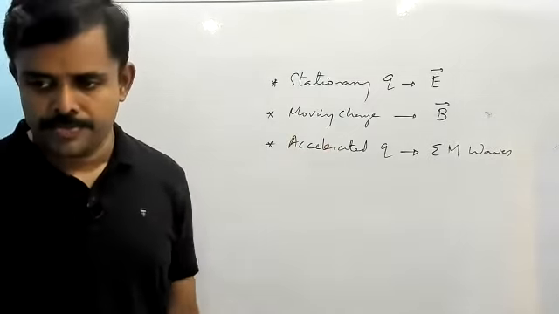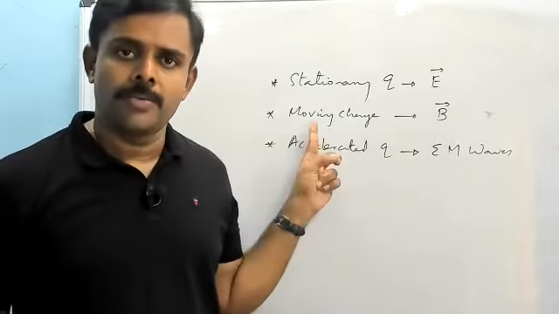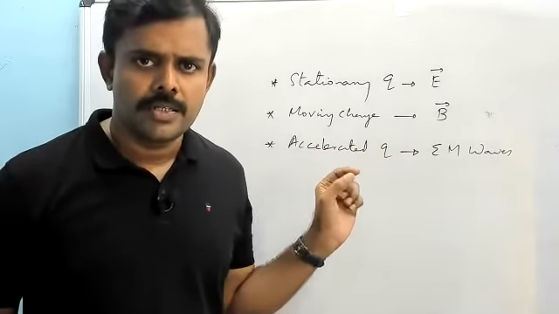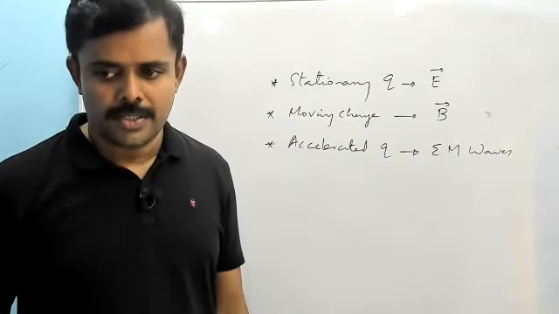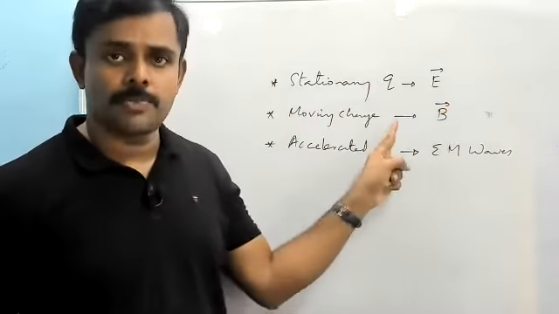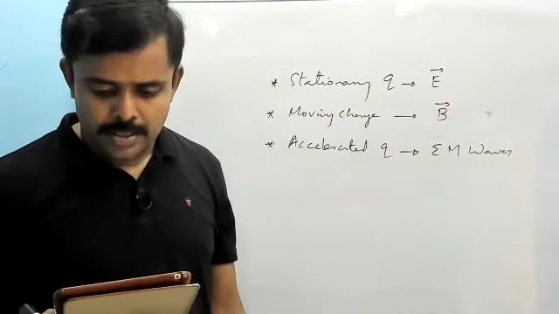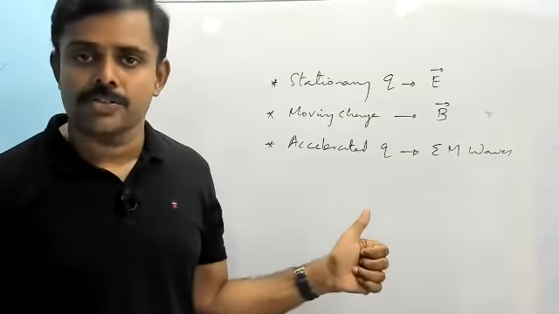This is very, very important. Stationary charge produces electric field. Uniformly moving charge, which means at the same speed, will produce magnetic field. Stationary charge produces electric field. Moving charge produces magnetic field. And accelerated charge produces electromagnetic wave.